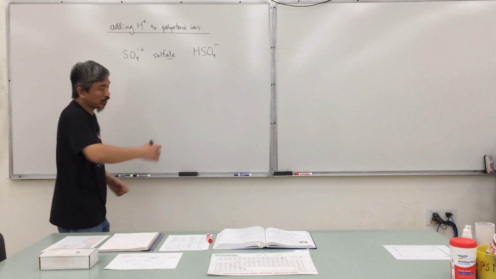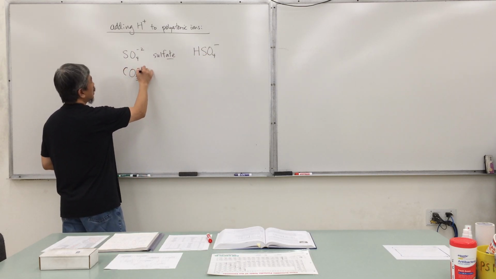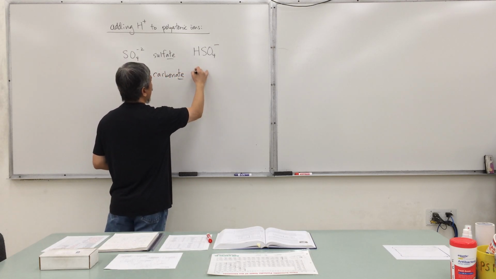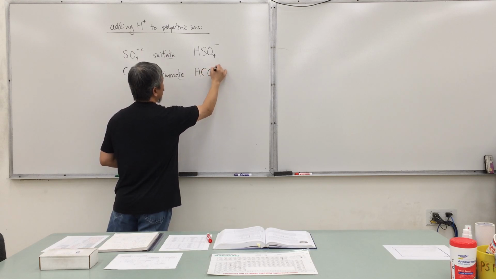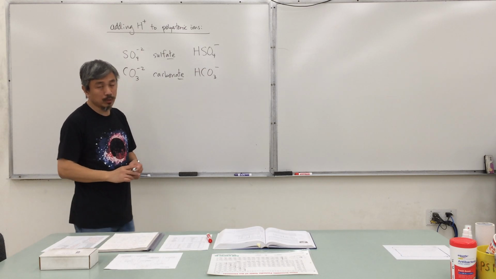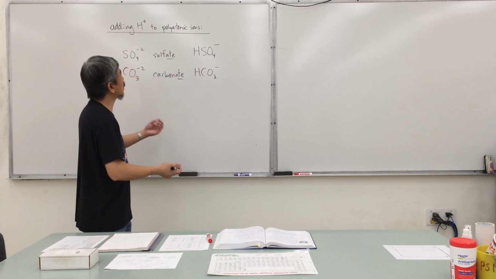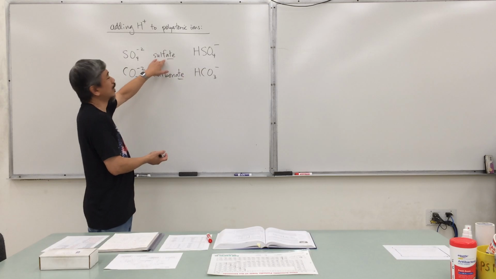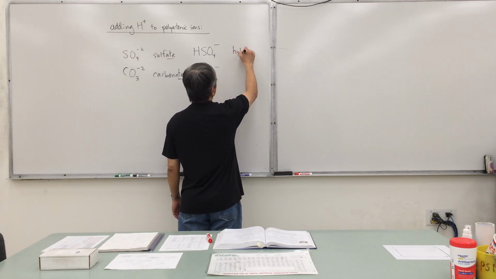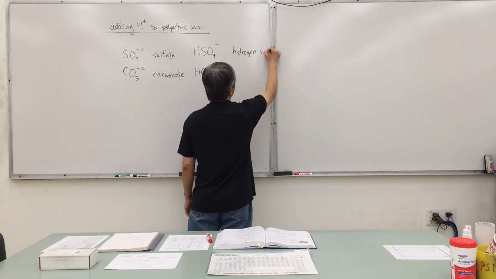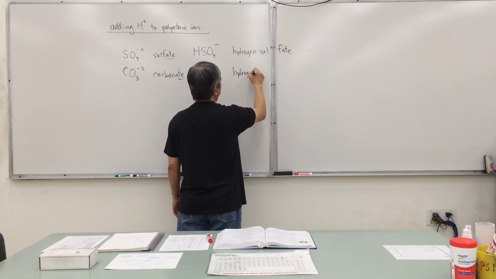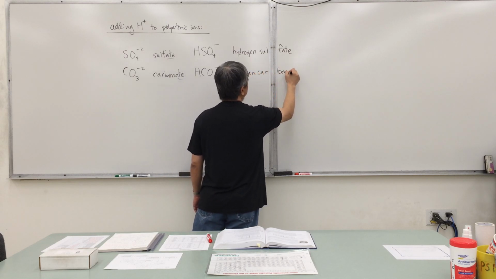In the same way, you can have CO3 with a -2. This is carbonate. If I put a hydrogen in front, that would drop the charge by 1 as well. So how do I go about naming this? Well, as it turns out, it's pretty easy. All you have to do is put the word hydrogen in front of your name. So this then becomes hydrogen sulfate. This is now hydrogen carbonate.